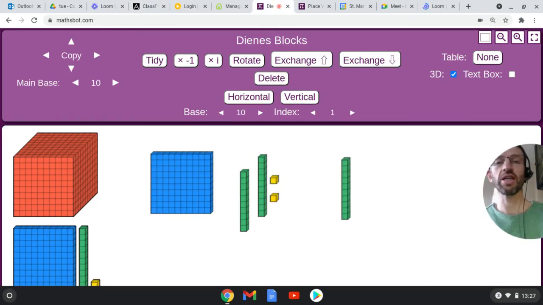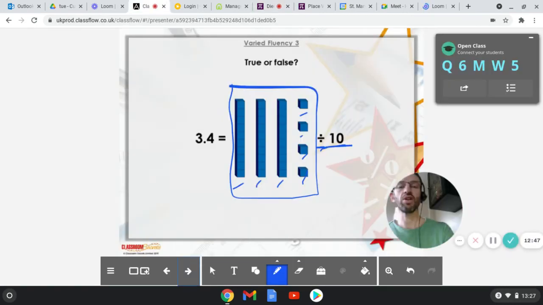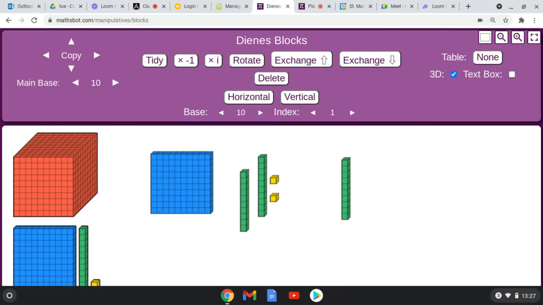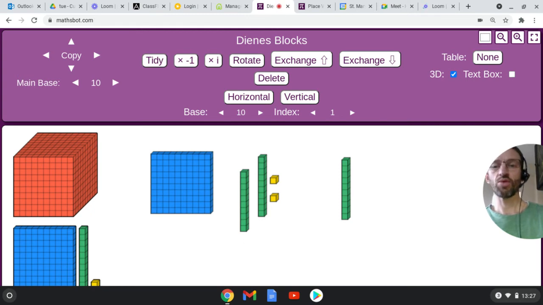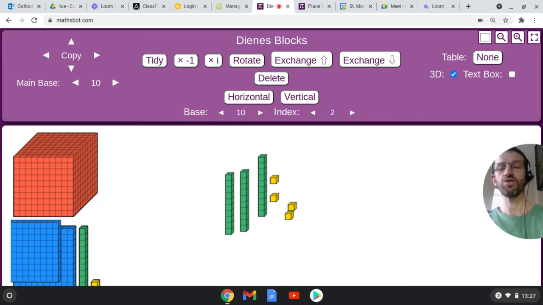So I could take out these. How many will I need? I've got 3 of the long ones and I've got 4 ones. So if I take that out now, I need a couple more ones. Can I have a couple more ones, please? Sorry, this screen's being a little bit slow. Can I take that? There you go. So I've got 3.4. Don't need that 100.